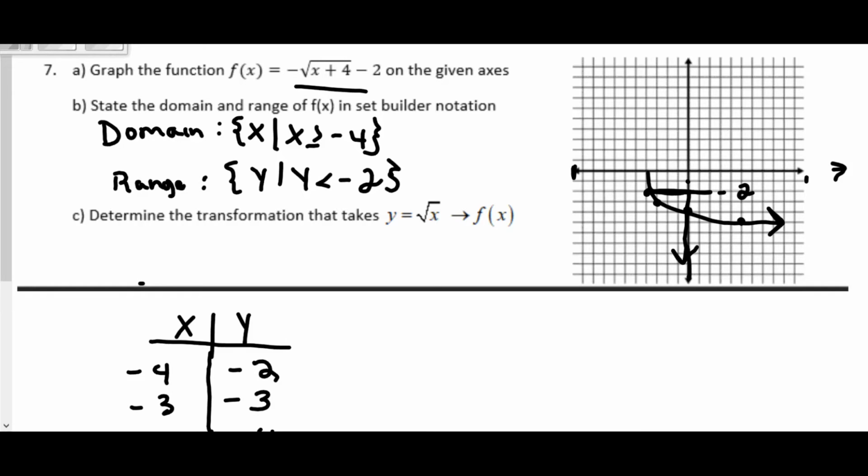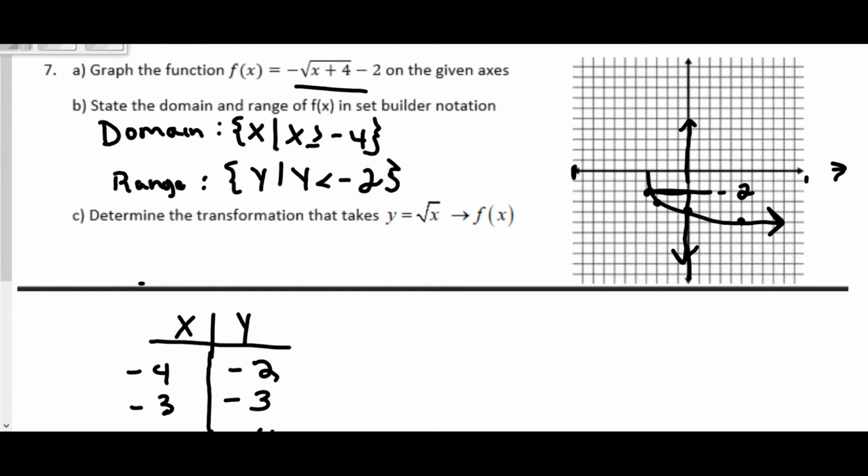These y values up here are when the function is undefined. So everything bigger than negative 2 is when it's undefined. Everything smaller than negative 2 is when it's defined. And the last part is to determine the transformation that takes y and maps it onto f of x, that takes our parent function, which is just the square root of x, and maps it onto f of x.